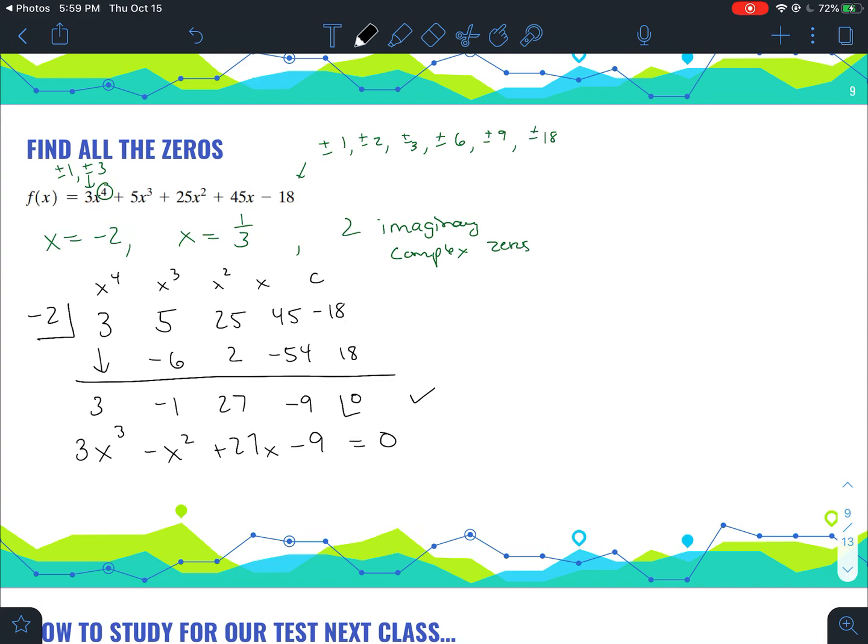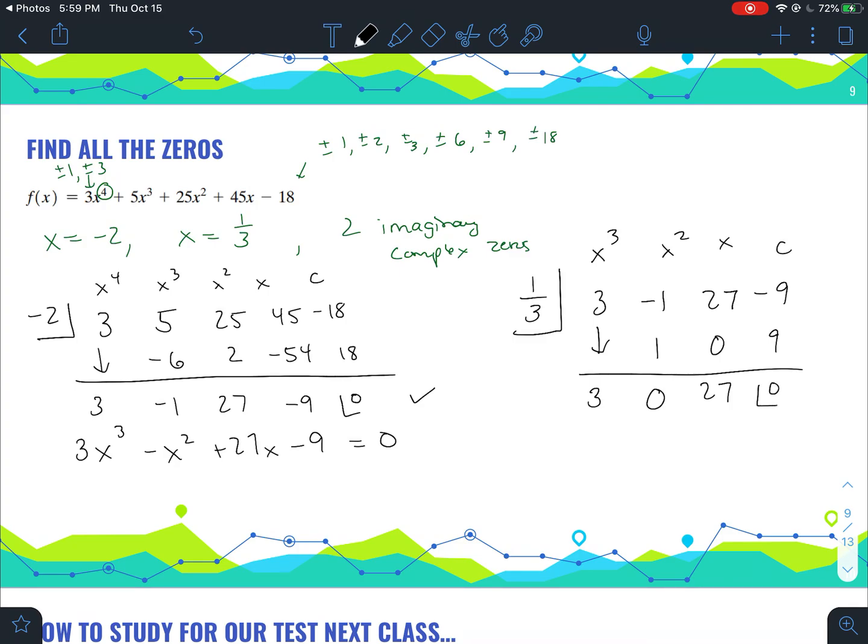So now if I take my depressed equation and do synthetic division with 1/3, I'll get a new equation. So I'm going to do x to the third, x squared, x, and my constant. And I get 3, negative 1, 27, and negative 9. Now if I bring this down, 3 times the third is 1. Add going down, and that's 0. 0 times the third is 0. 27, negative 9, 0. So now my new solution, since that's an x squared, and x, and my constant, I get 3x squared plus 27.